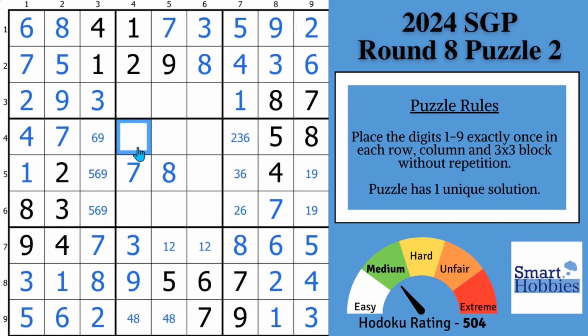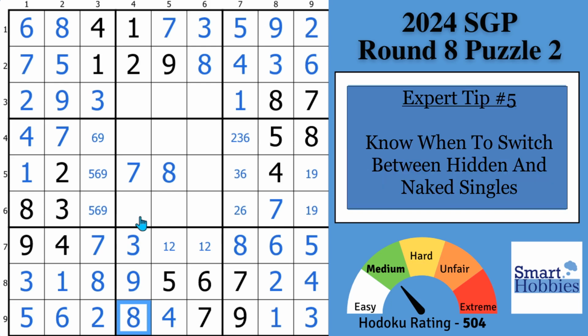And now we're up to the point for my 5th and final tip. You can take this 8 and solve for a 4 and an 8 right there, but then you're going to have a little bit of trouble finding the next place to solve. And so my 5th tip is you got to know when to switch between hidden and naked singles. The next solve you make here has to be a naked single. It means there's a cell that has just one possibility.